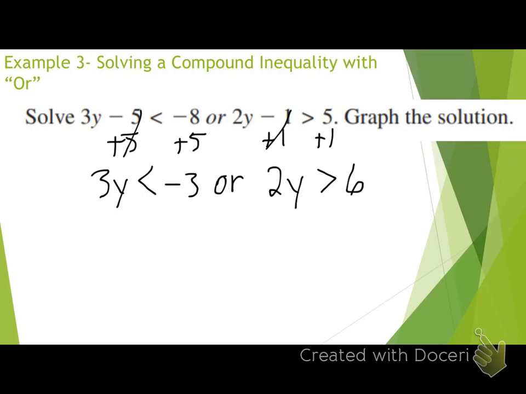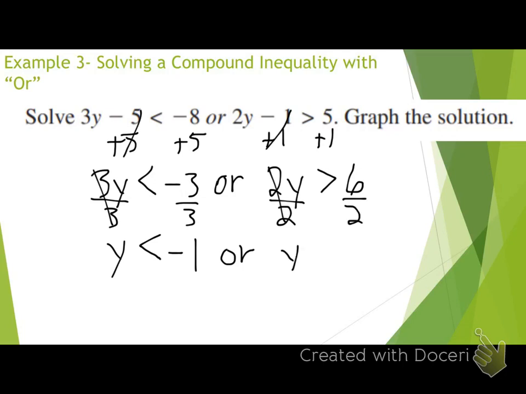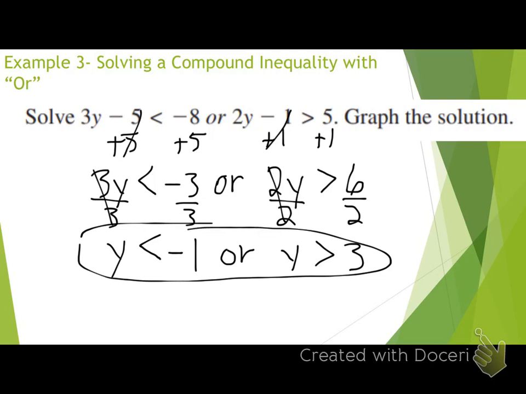First inequality, what would be my next step to get y by itself? Divide by 3. Negative 3 divided by 3. Negative 1, symbol, flip or stay? Stay. Bring your word or down. Second inequality, next step. Divide by 2 on both sides. 6 divided by 2. 3, symbol, flip or stay? Stay. Both y's are now by themselves. So here's my solution. Y is less than negative 1 or y is greater than 3.